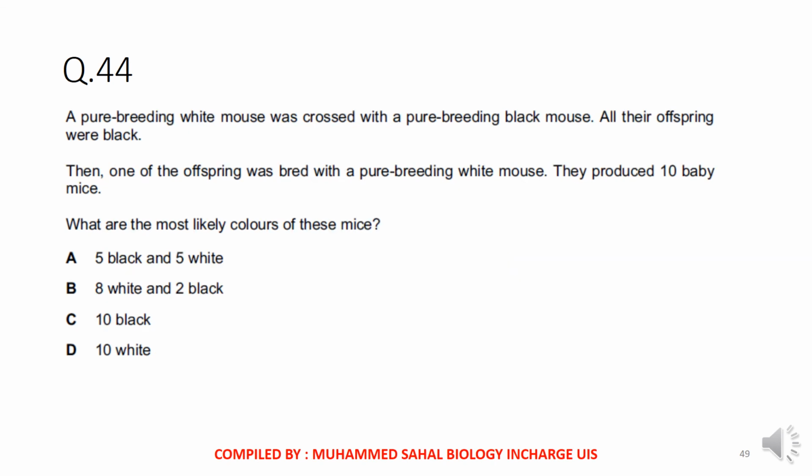Question number 44. A pure breeding white mouse was crossed with a pure breeding black mouse. All their offspring were black. Then one of the offspring was bred with a pure breeding white mouse. They produced 10 baby mice. What are the most likely colors of these mice? The answer is A.